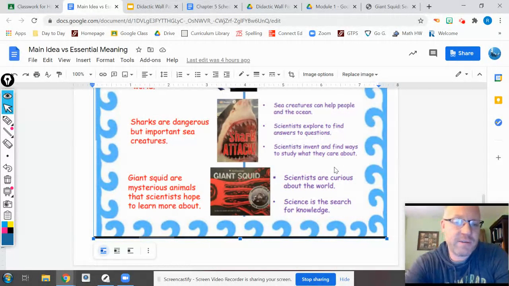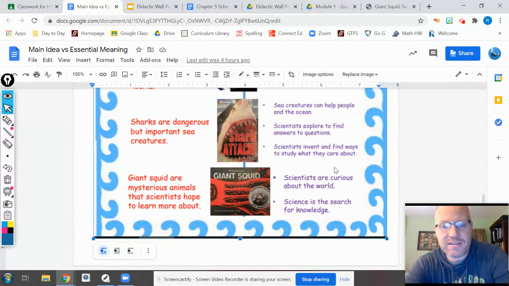The main idea of Giant Squid is that giant squid are mysterious animals that scientists hope to learn more about. Now, what's the essential meaning then? How does that relate to the world? Scientists are curious about the world. And we watched that video yesterday, and the woman told us that they still have so much to learn about the ocean, and she wishes that a government agency would be created and supported that could study the ocean, because we've studied more of outer space than we have of our own ocean.